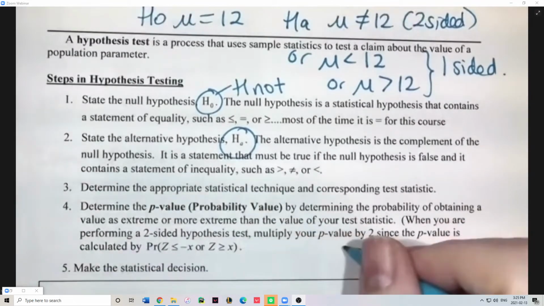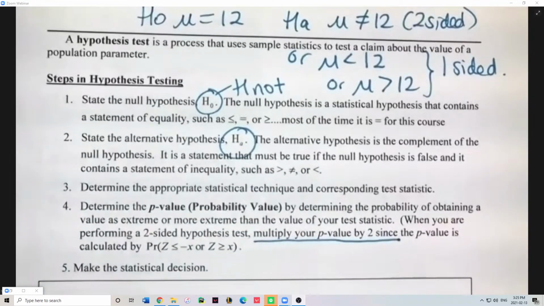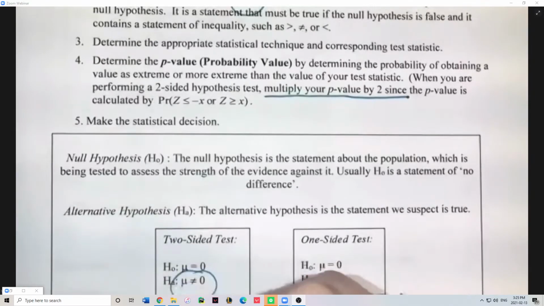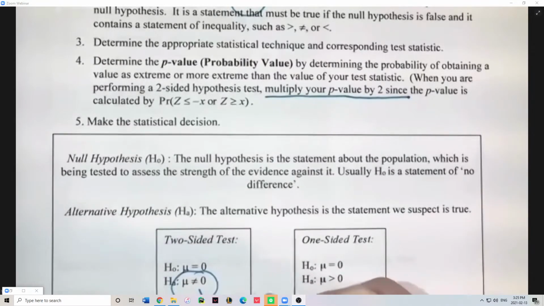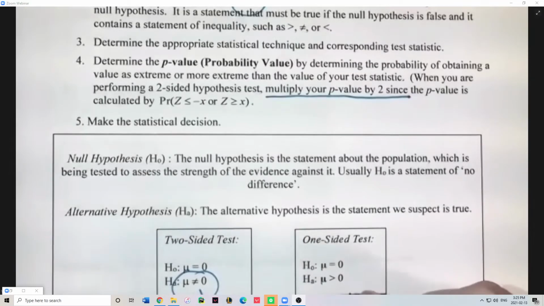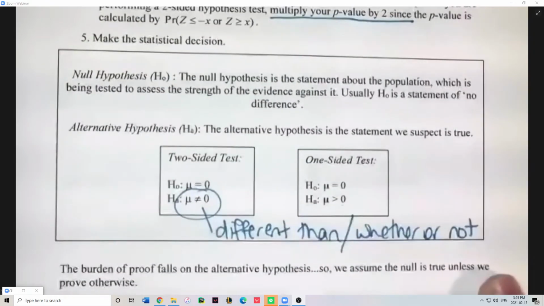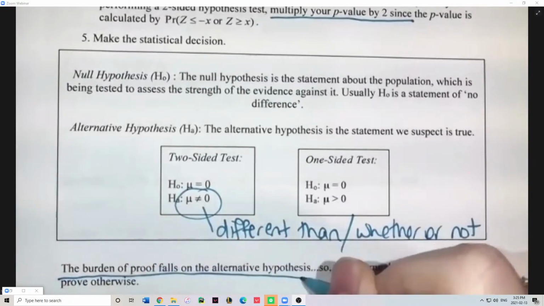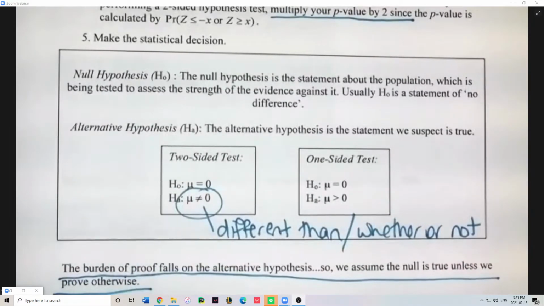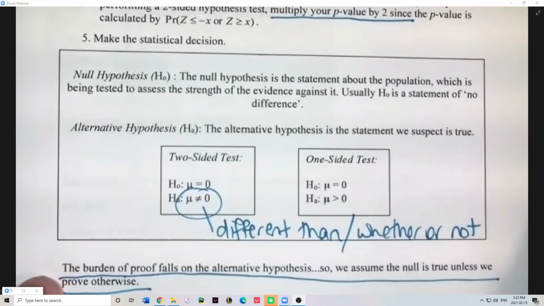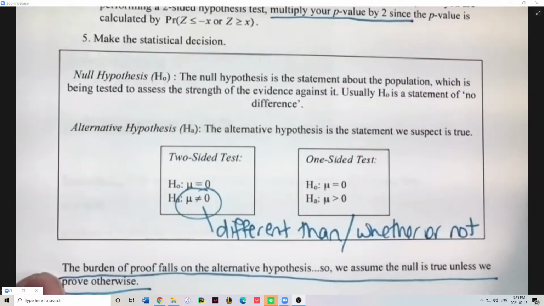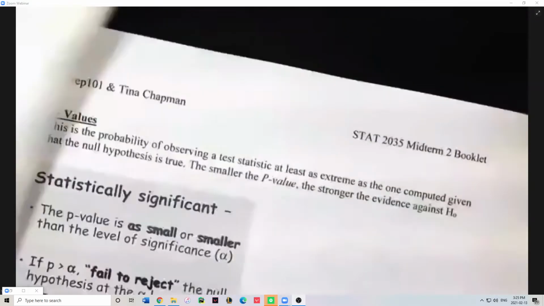If we have a two-sided test, then we have to double our p-value. So when we draw the graph, we'll have a p-value on both sides. Anytime you see a not equal to, that could be something like different than, or sometimes they say whether or not the mean equals 12, something like that. So the burden of proof falls on the alternative. We assume the null is true unless we prove otherwise. So you have to look for keywords like greater, less, more, things like that. Just see whether it's one or two-sided.